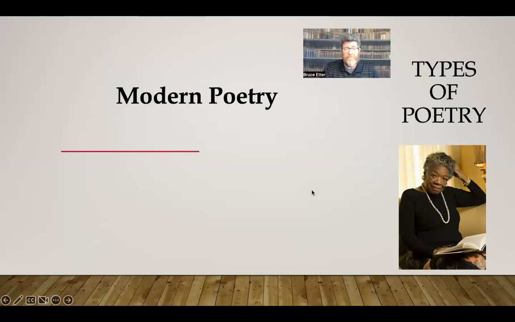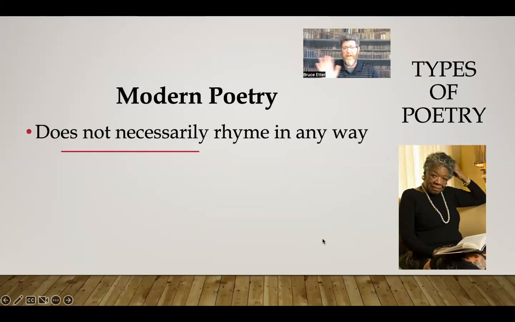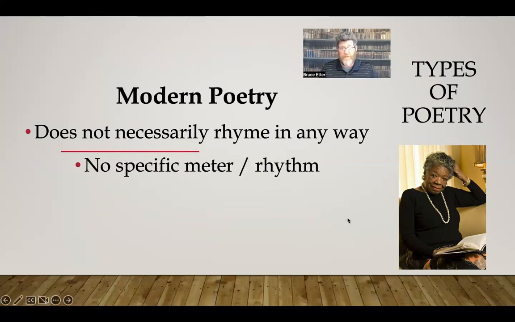Maya Angelou, I put her picture up there. There could be a lot of T.S. Eliot. I mean, anything probably from the 1920s or 30s on, last 100 years. Modern poetry, I'm sorry, friends, it's kind of a free-for-all. It probably has some kind of meter. It may be more difficult to discern what it is.